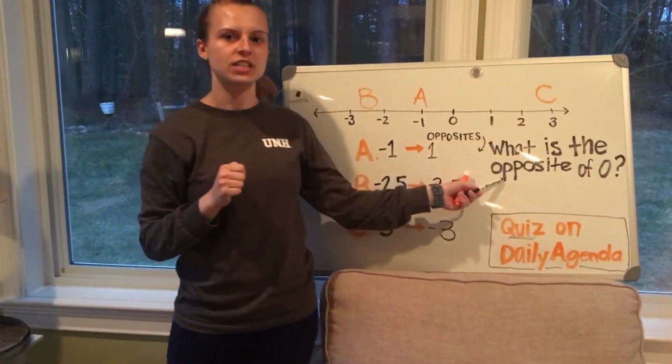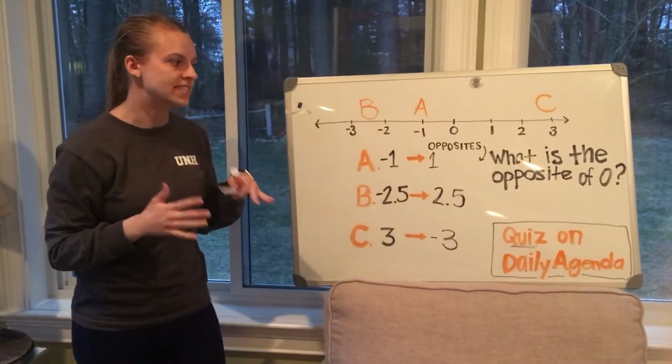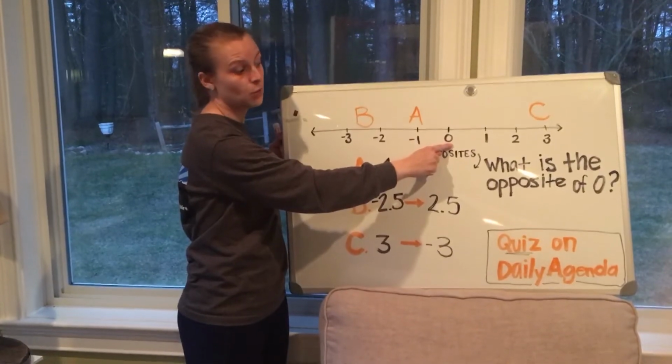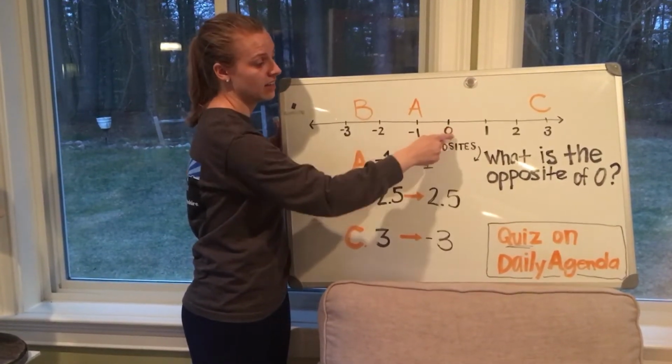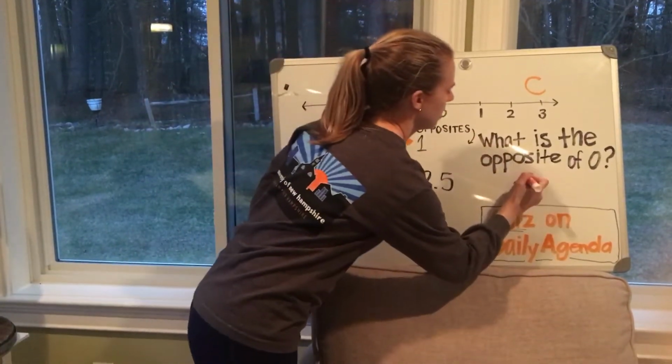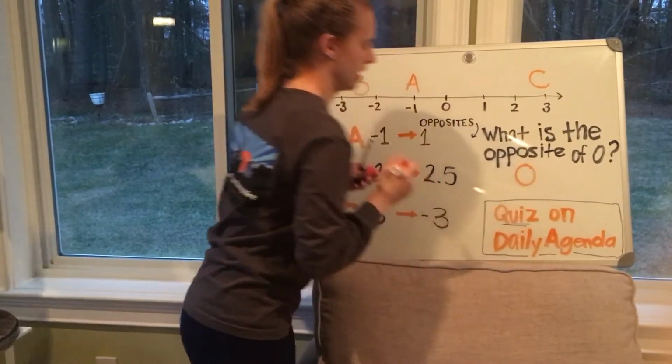And so our last question is, what is the opposite of 0? This is a tricky one because 0 is our starting point. We're not going to the left or the right. So the opposite of 0 is just going to be 0. That's an important one to remember.